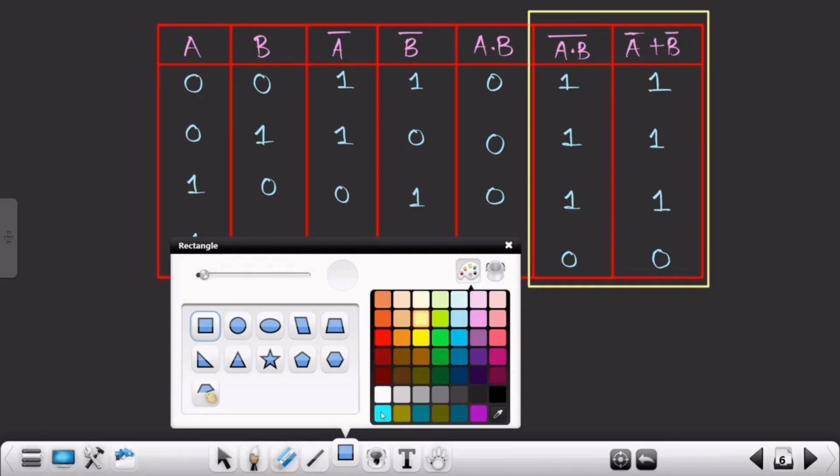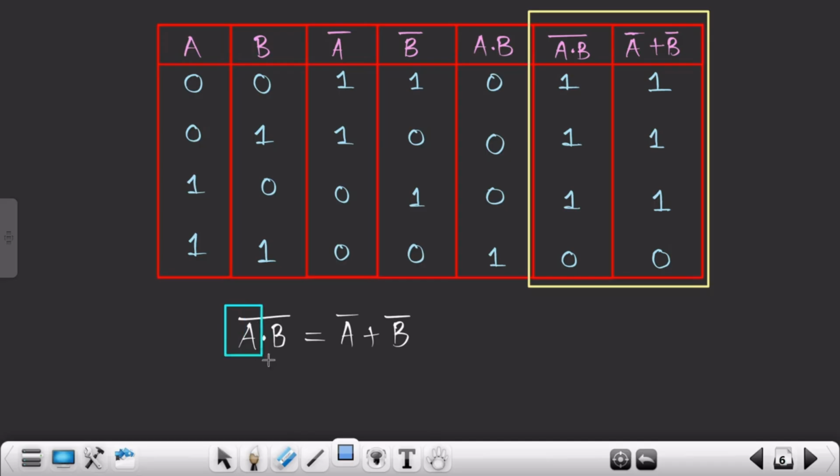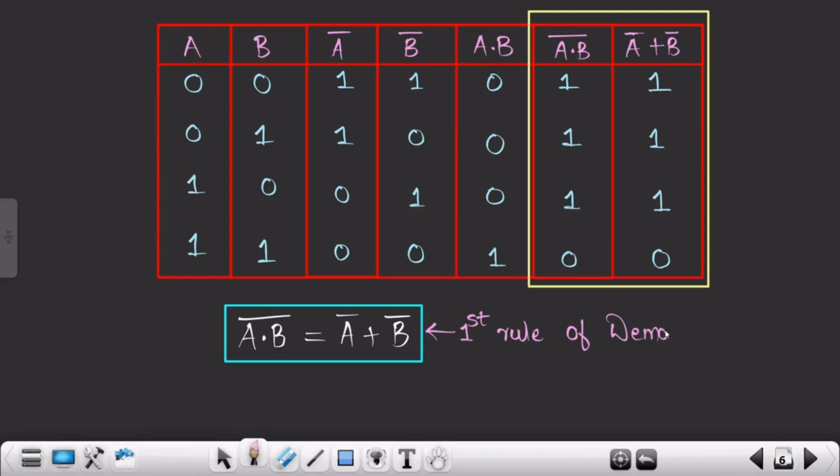So this is DeMorgan's law. Let me just highlight it, and this is the first rule of DeMorgan's law. Okay, there is another rule. When we combine both of the rules, we combinedly term it as DeMorgan's law.